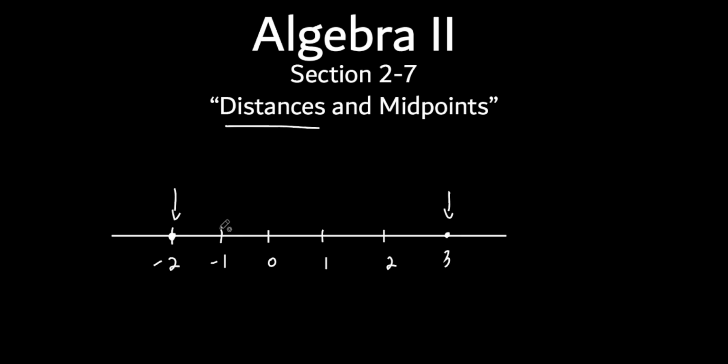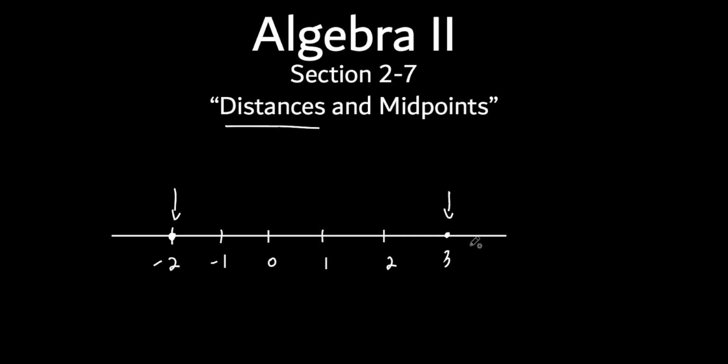So I could just count, couldn't I? Yeah, so let's count. 1, 2, 3, 4, 5. So the distance would be what? 5, okay? 5 spaces, whatever. I don't know if these are inches or feet or yards or meters or centimeters, I don't know. But I went over 5 from -2 to 3. So you could just count.